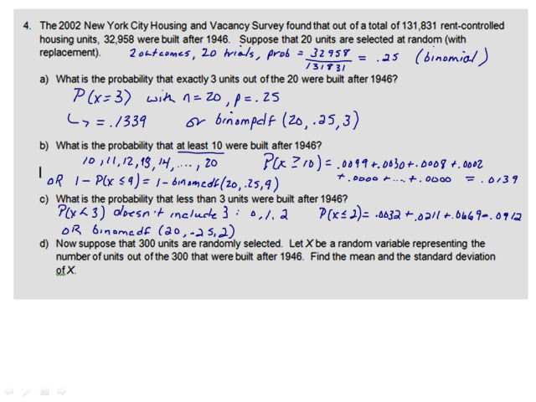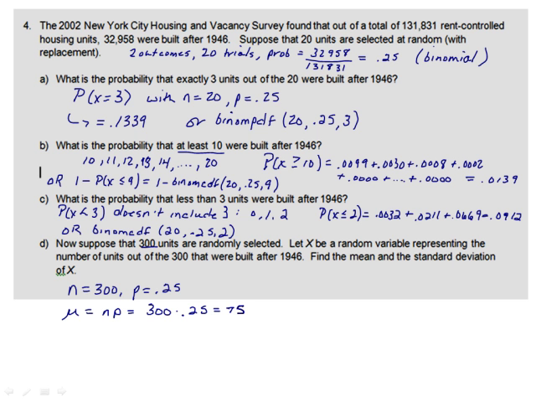Now suppose that we change this a little bit and we decide to select 300 units. And if x is going to be a random variable representing the number of units out of the 300 that were built after 1946, all we're going to do here is find the mean and the standard deviation for x. This is the one place I will ask you to find a standard deviation because the formula is so easy. So for the mean, again, we've got our n is 300 and our p is 0.25. So the mean for this is just n times p. We just take the 300 times the 0.25, and that's going to give us 75.